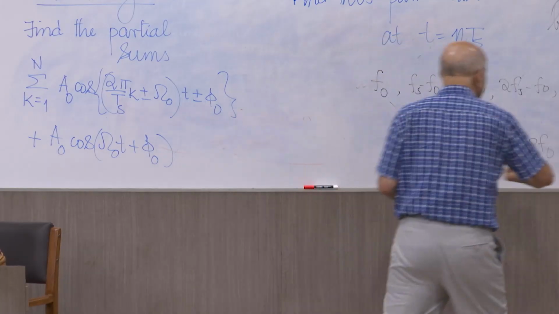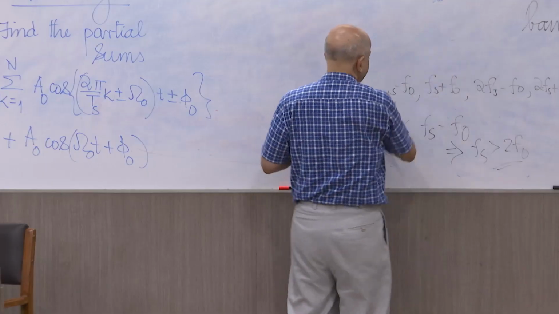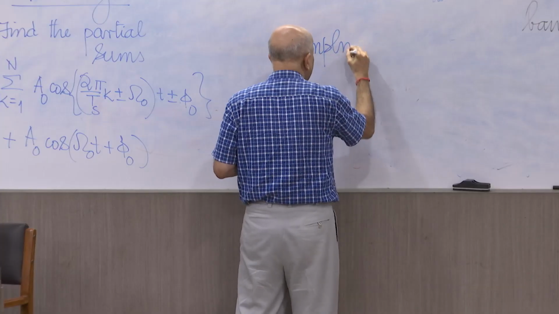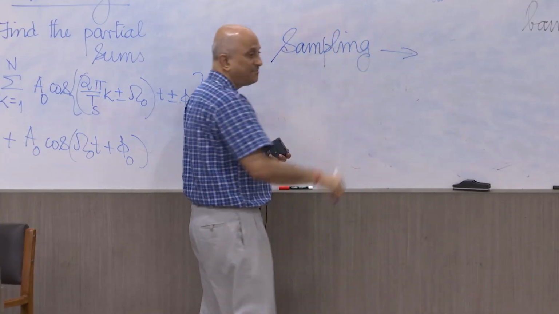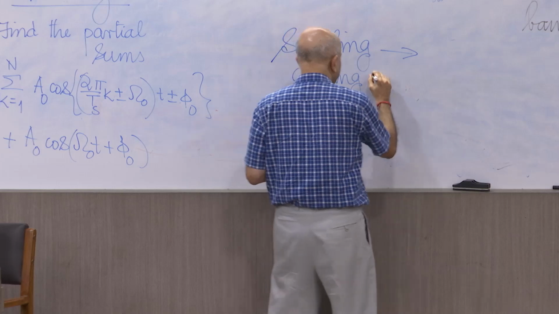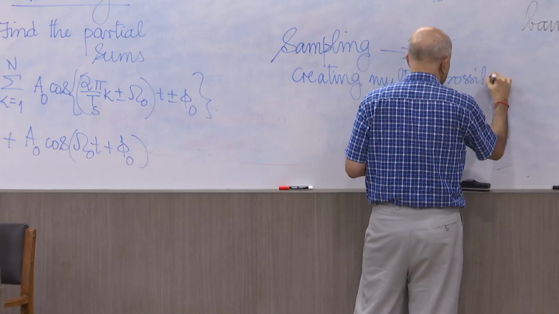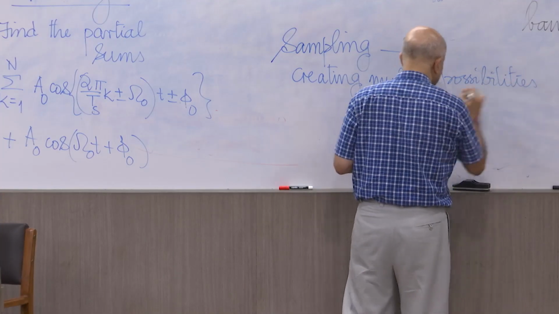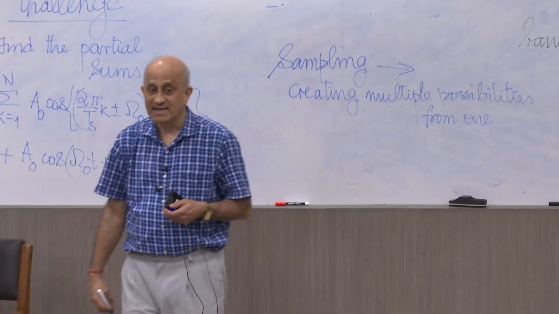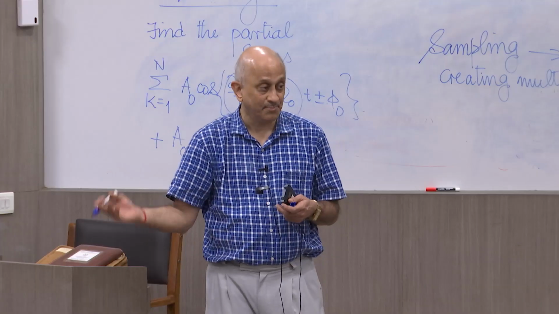So what is sampling and reconstruction at some level? Let's write this down and let's understand this very clearly. Sampling and reconstruction. Sampling means creating ambiguity, creating multiple possibilities from one. So I had an original signal, but because I've sampled, I've created multiple possibilities. There can be several different signals which have the same samples at the same points, right?